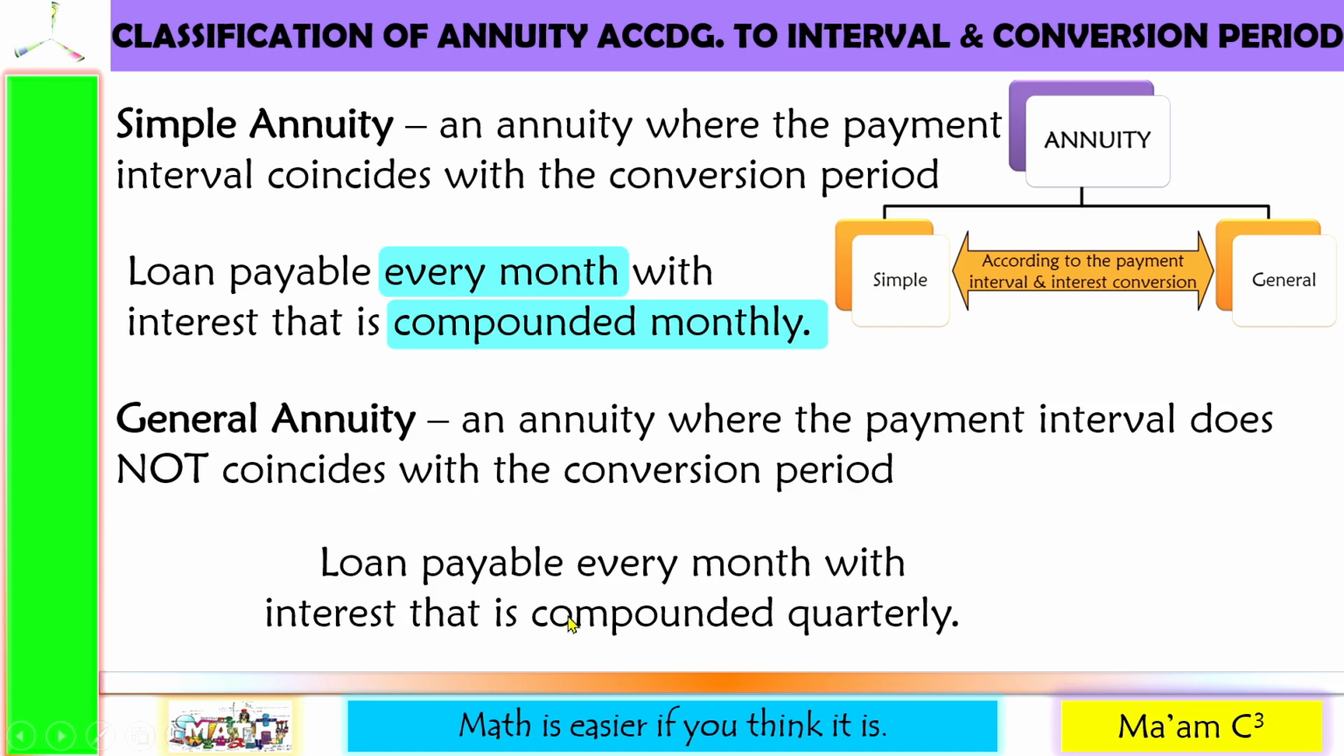Example, loan payable every month with interest that is compounded quarterly. The payment interval is monthly, but the interest conversion is quarterly. They do not coincide. This is an example of general annuity. Let us solve first the future value of general annuity.